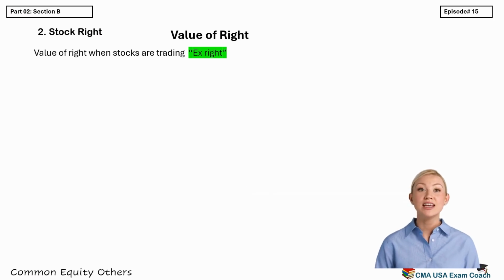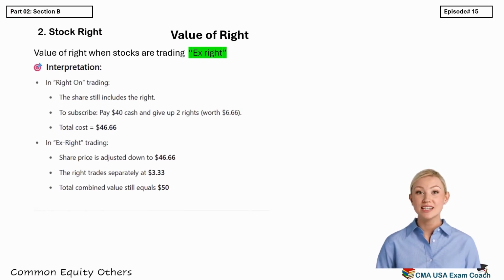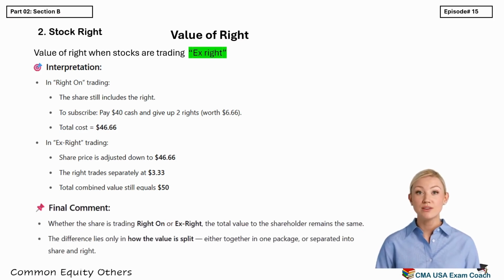This tells us that nothing is lost or gained during the transition from right on to ex-right. The total value remains the same, it's just now split between the share and the separate right. You might remember that during right-on trading, the shareholder pays $40 in cash to buy the new share and gives up 2 rights, each worth $3.33. So the total value given up is $40 plus $6.66, which equals $46.66.